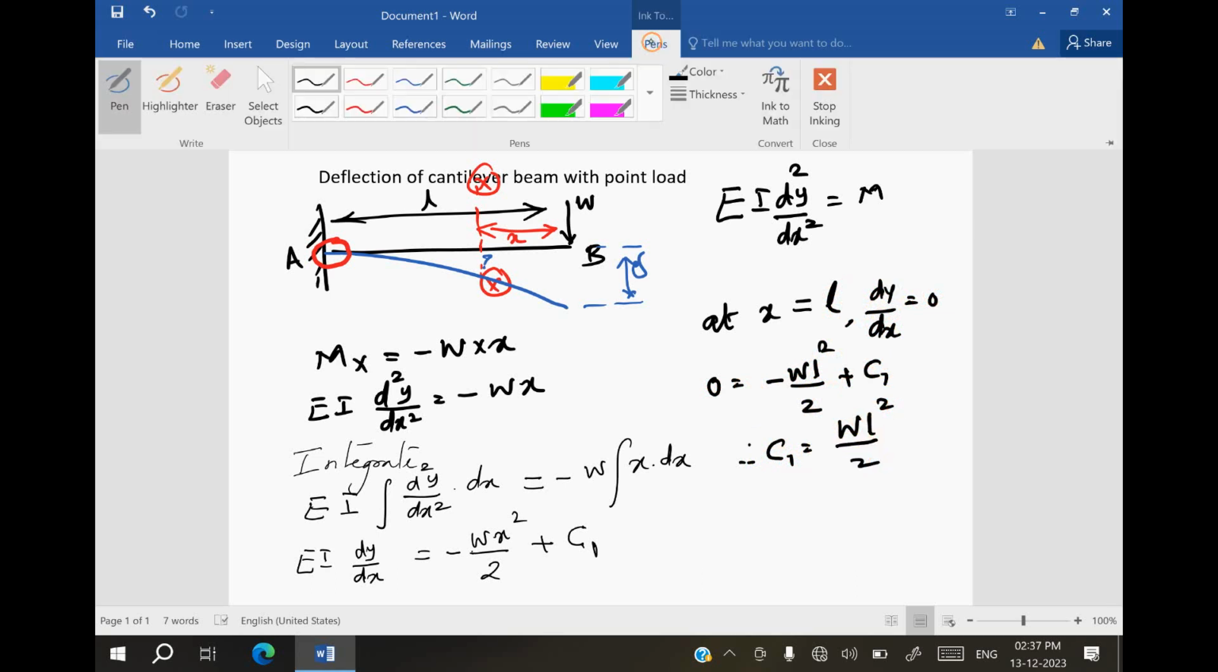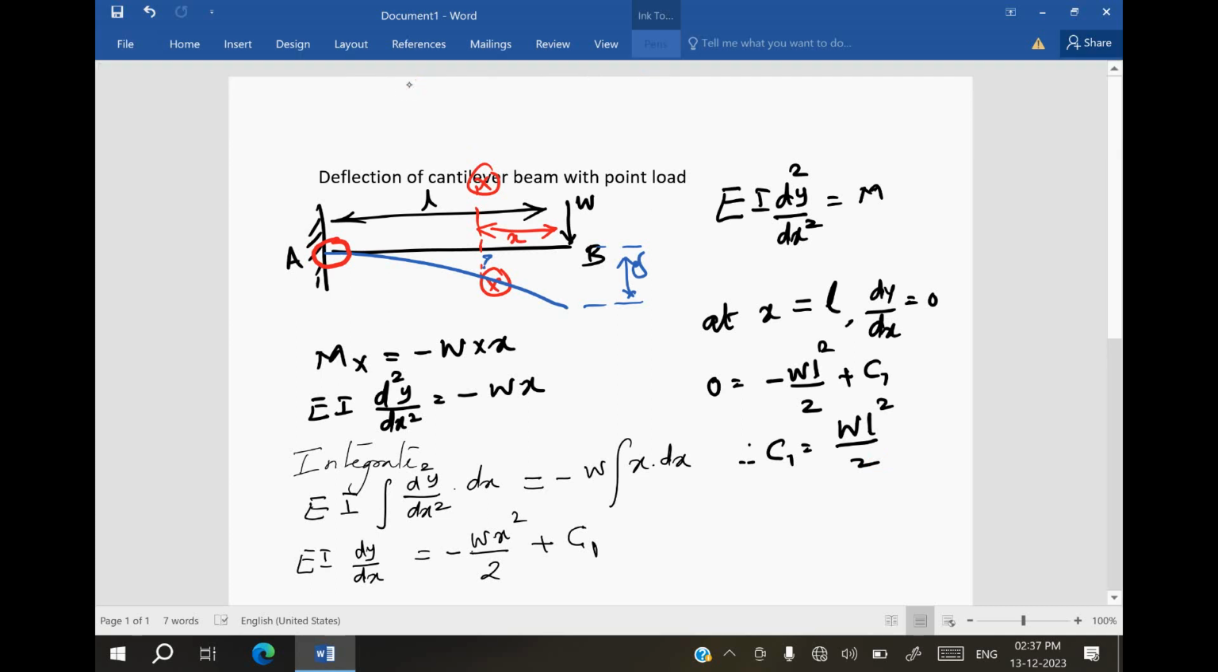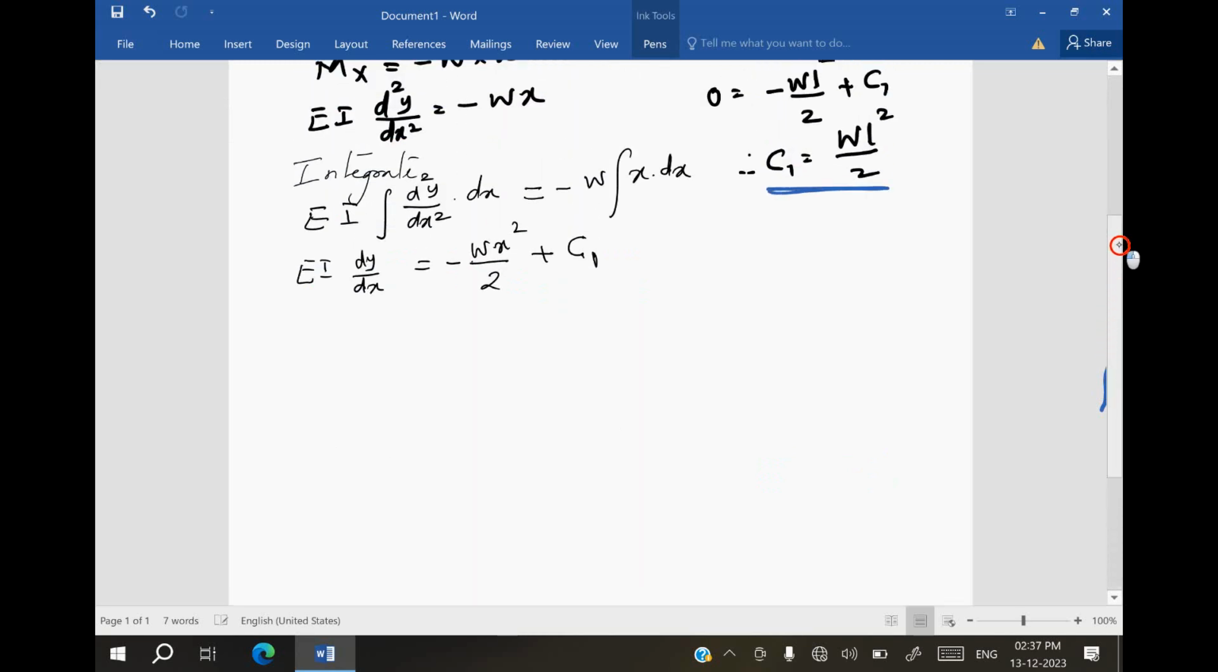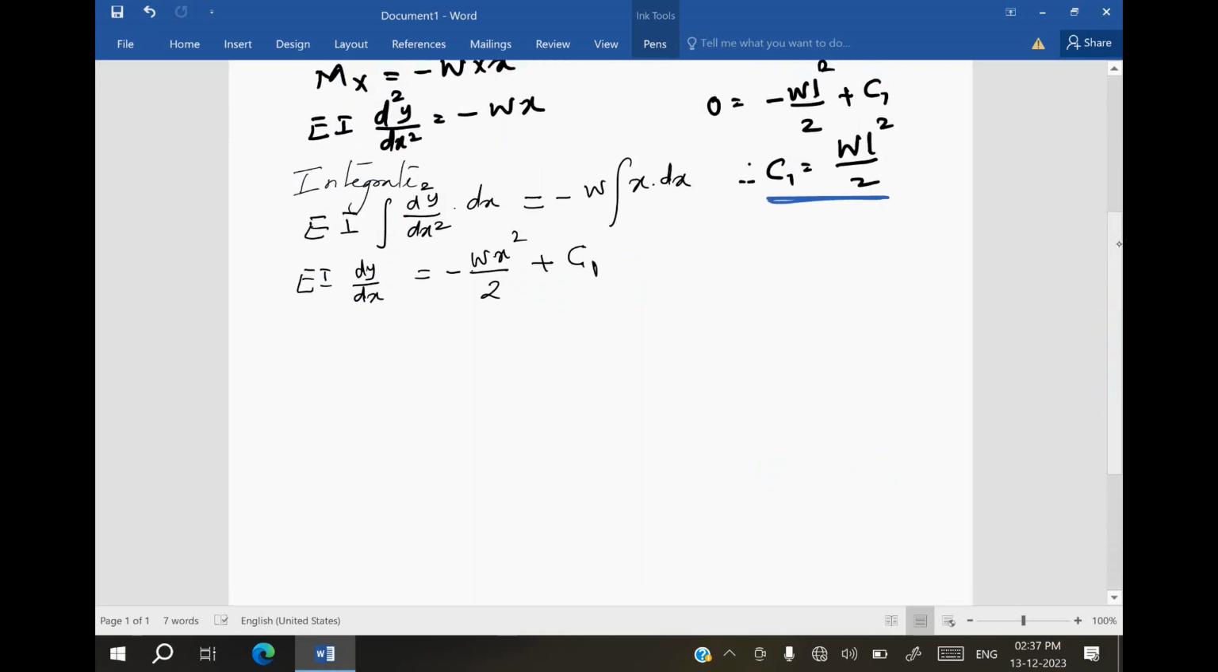So now I already have the value of C1. Now if I take this value of C1 and put it back into my equation here, then what will I get? I will get EI dy by dx is equal to minus Wx squared by 2 plus WL squared by 2. This is my equation of slope. This is equation number 1, I will call it.